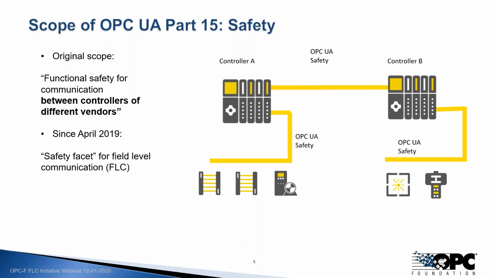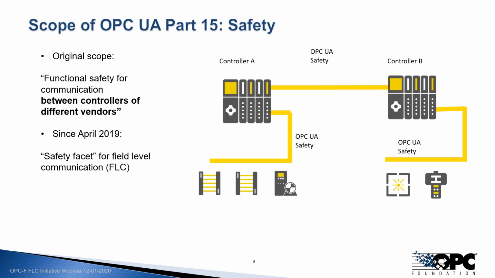So what exactly is the scope now of OPC UA Part 15 Safety? When we began in 2018, our original scope was to establish functional safety for communication between controllers of different vendors. Later on, the field level communication initiative decided to use OPC UA Part 15 Safety within the context of the field level communication. And that means we extended our scope also to the field level. So what does it mean?